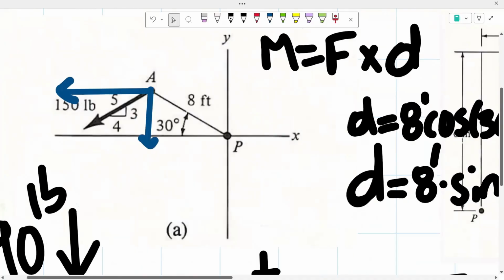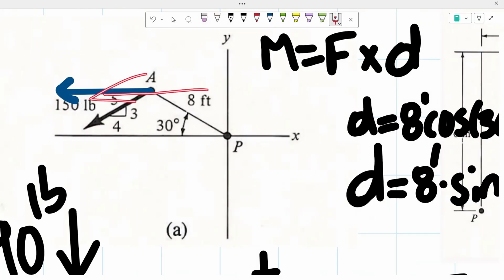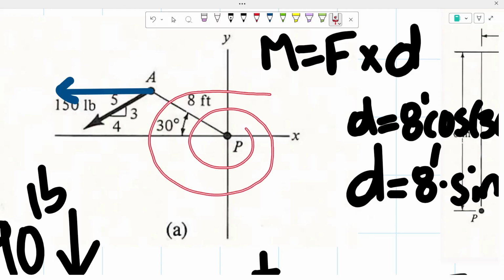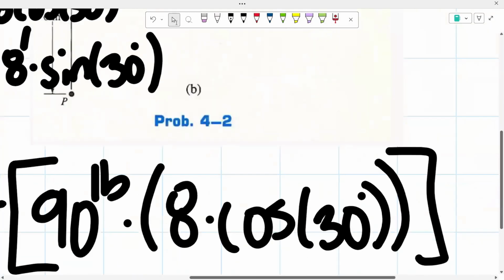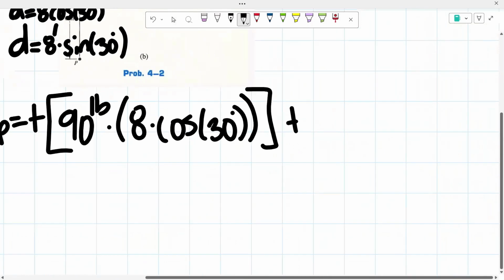So first, let's see if our horizontal component is going to be creating a negative or a positive moment. As you could see, our force is acting to the left. So with regards to the moment about point P, since it's going to the left, we could see that that's going to be creating a counterclockwise moment, once again meaning it's going to be positive. Now, if it was going to the right, you could see that was going to create a clockwise moment, that would have been negative. But since it's going to the left and we're doing this about point P, it's creating a counterclockwise moment. So that's positive.